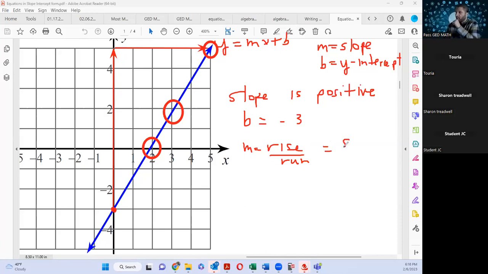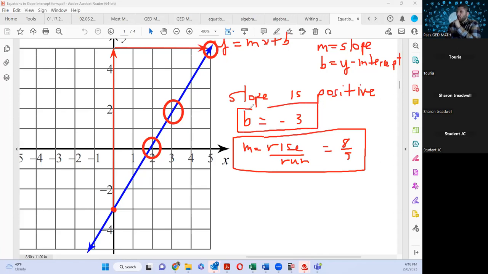So our rise is 8. Our run is 5. Our slope is going to be what? Our slope is 8 over 5. Our y-intercept is what? -3. So if our slope is 8/5 and our y-intercept is -3, what's our equation of the line?